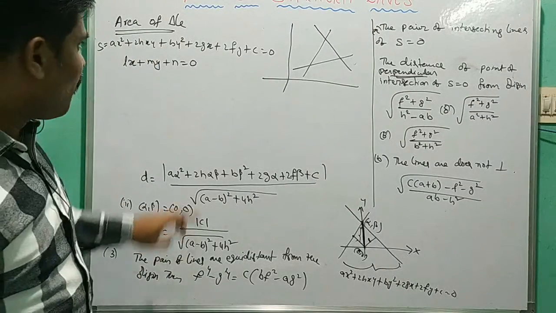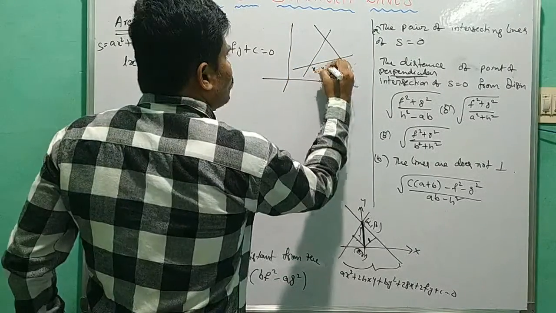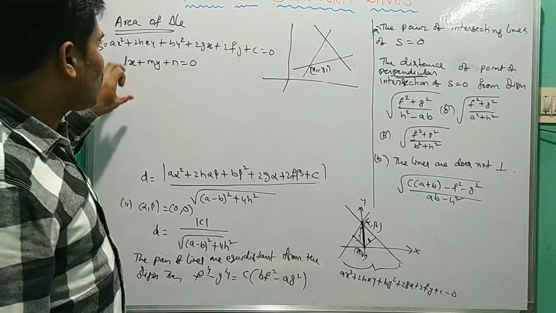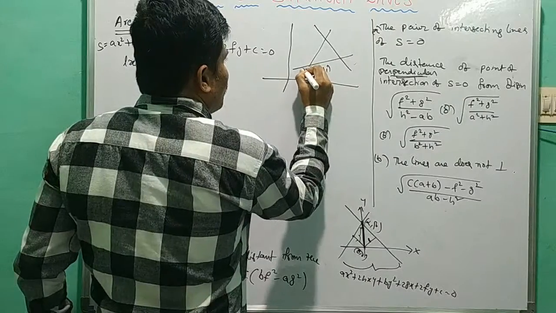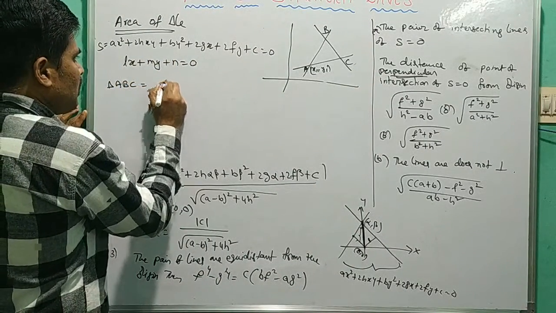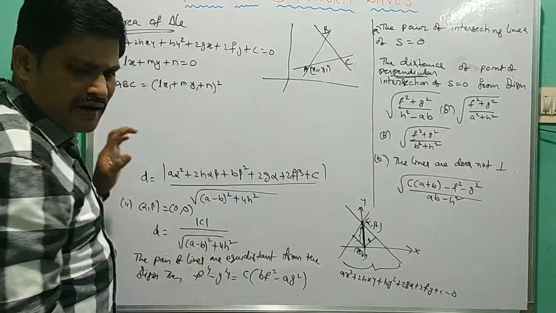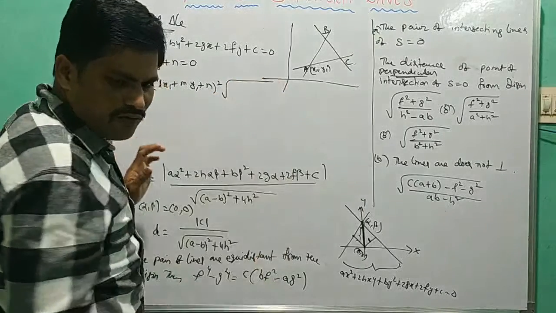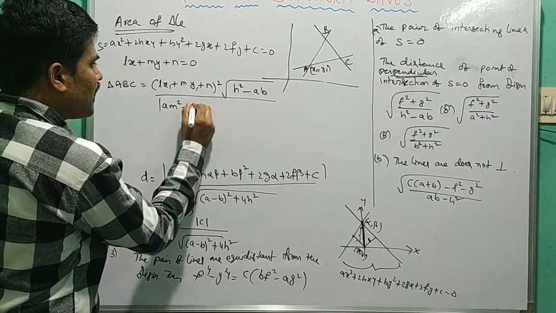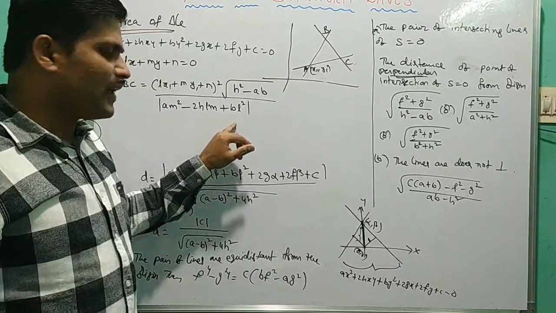Now here the point of intersection of the lines is (x1, y1). Here we take the combined lines. The point of intersection of the combined lines equals (x1, y1). Now here we have to observe the area of the triangle. Generally, this is triangle ABC, equal to (Lx1 plus My1 plus N) whole square into square root of (h square minus ab), whole by modulus of (a M square minus 2hLM plus bL square), square units.